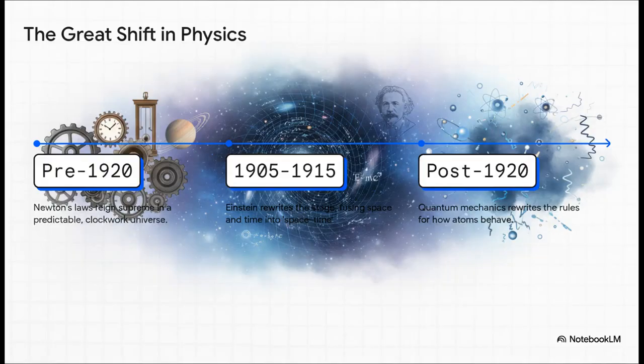So here's how fast it all happened. Before 1920, you had Newton's laws running the show. Then, in just 10 years, from 1905 to 1915, Einstein comes along and merges space and time into one thing: space-time. And right after that, quantum mechanics shows up and basically throws the old rulebook right out the window. The old puzzle was officially broken.